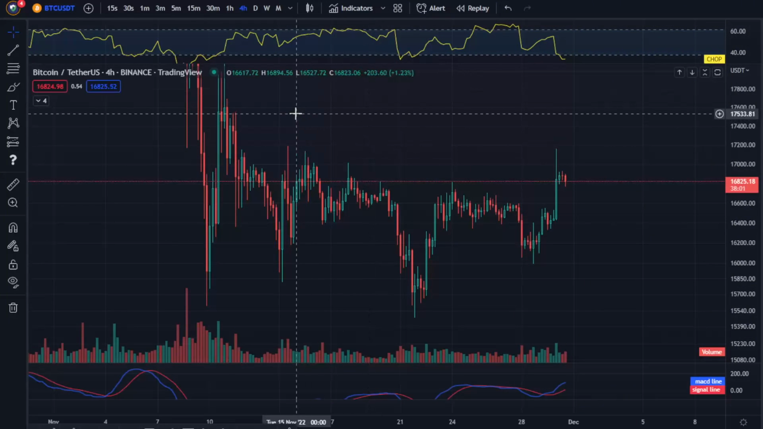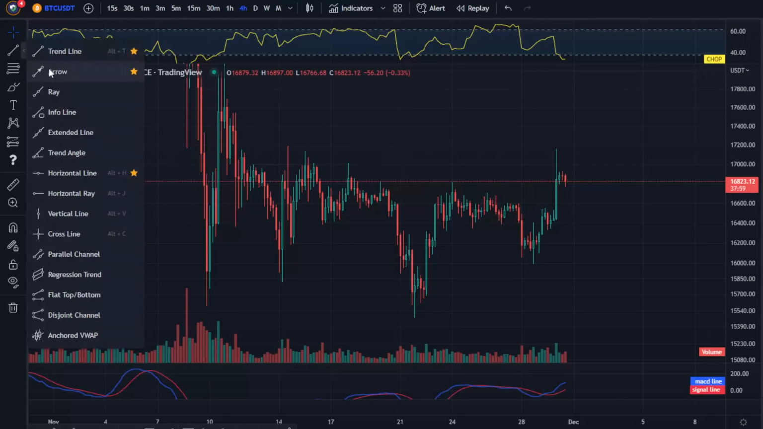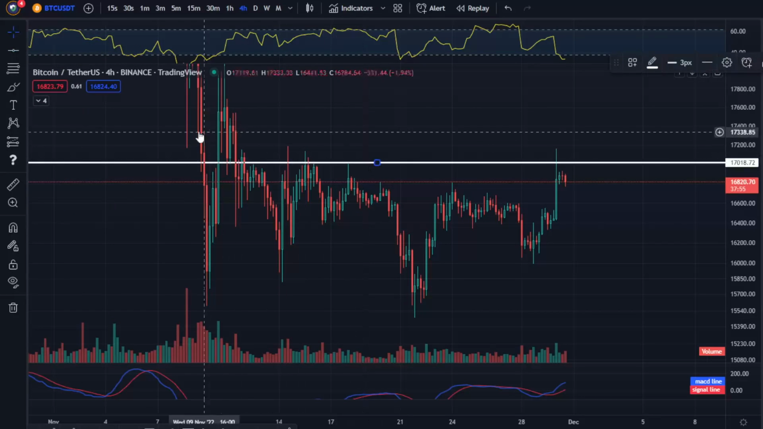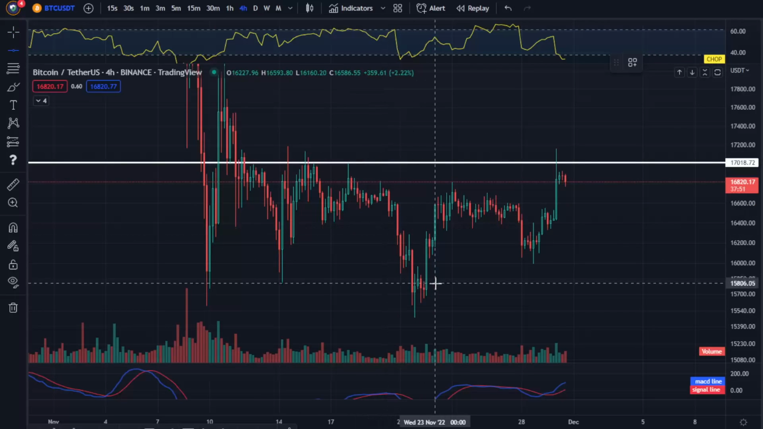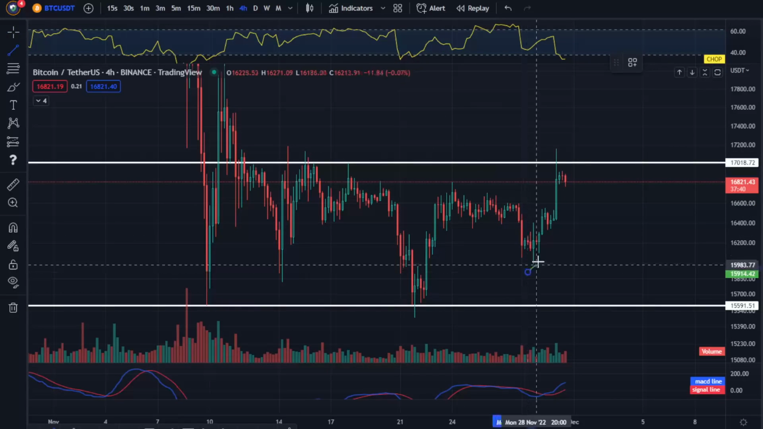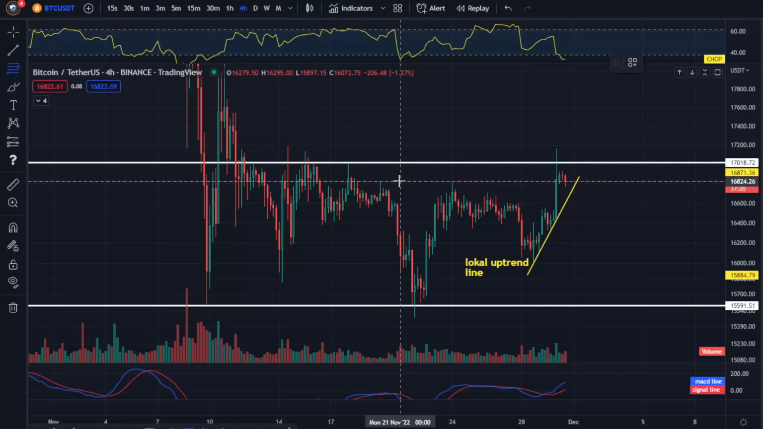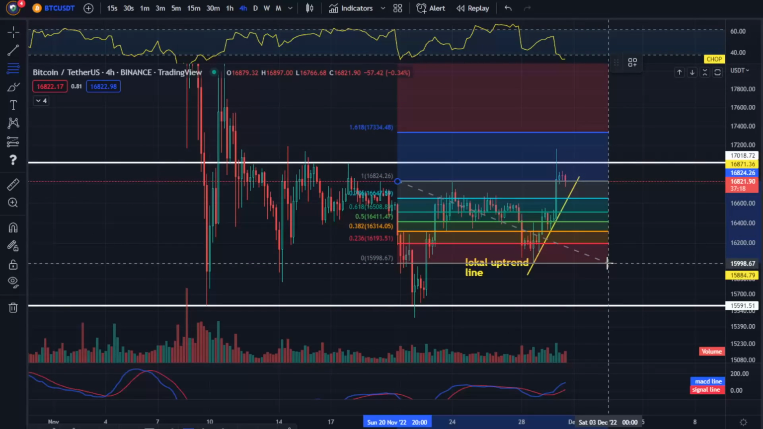Hello everyone, I invite you to review the market of selected cryptocurrencies. Let's start by checking the situation on the BTC to USDT chart in a 4-hour timeframe. As you can see, the price is moving in the sideways trend channel marked with white lines and that it is locally on the uptrend line.